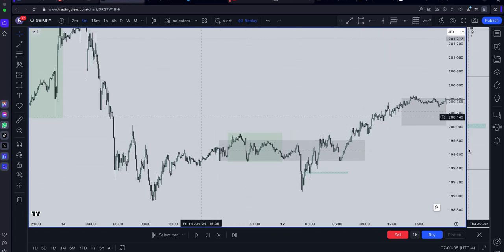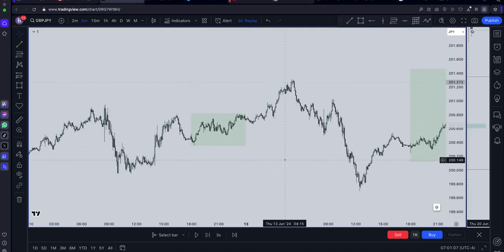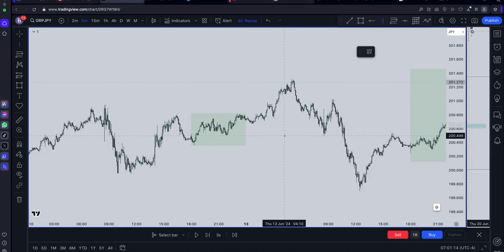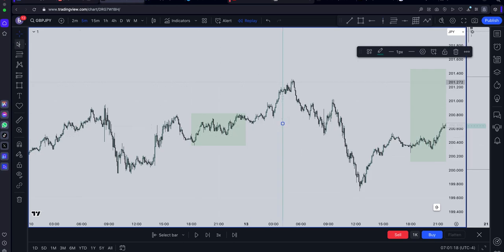So let's go back in time. I want to see the ones that we lose. Okay, on this day, you can see here there was no trade here. There was no trade because we only want to trade inside the Q zone. Without the Q zone, no trade.